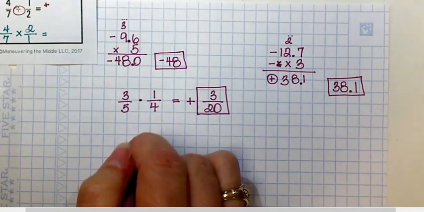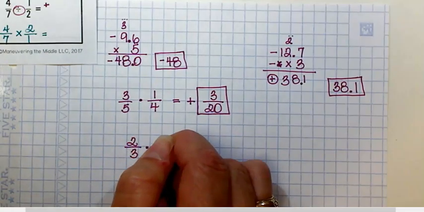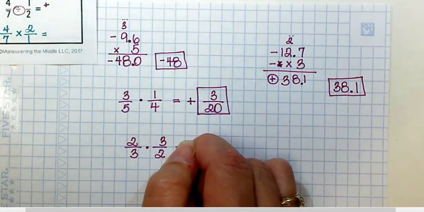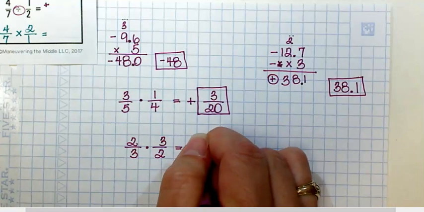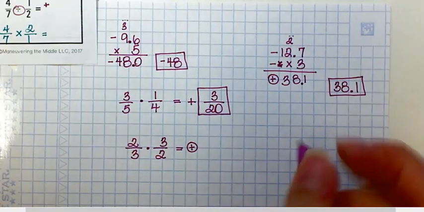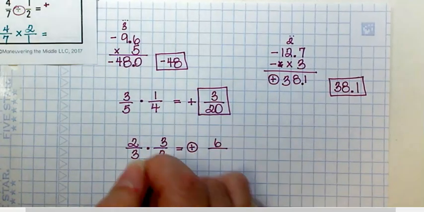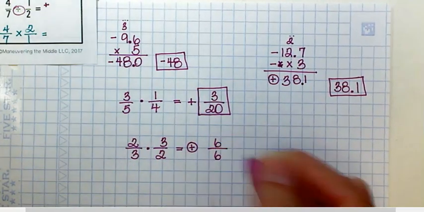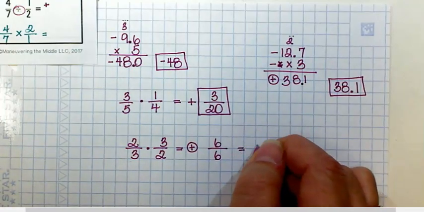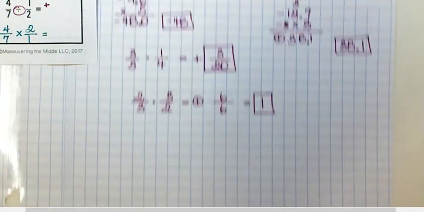Next one, we had positive 2/3 times positive 3/2. Positive times positive, my answer will be positive, although I don't have to actually write the sign if it's positive. All right, multiply across. 2 times 3 is 6. 3 times 2 is 6. And then reduce this. 6 over 6 is the same as 1. It's a positive 1. Okay.